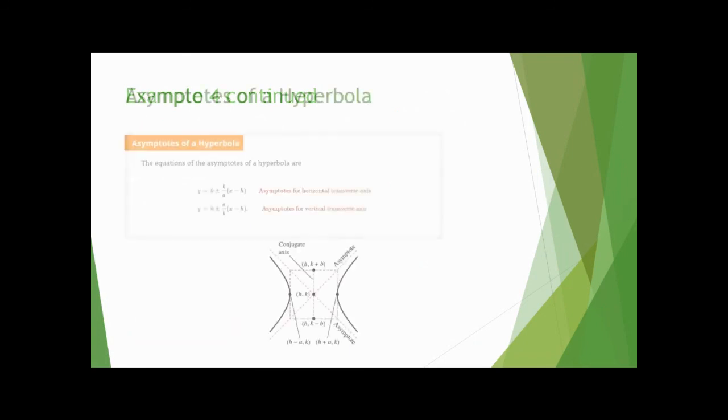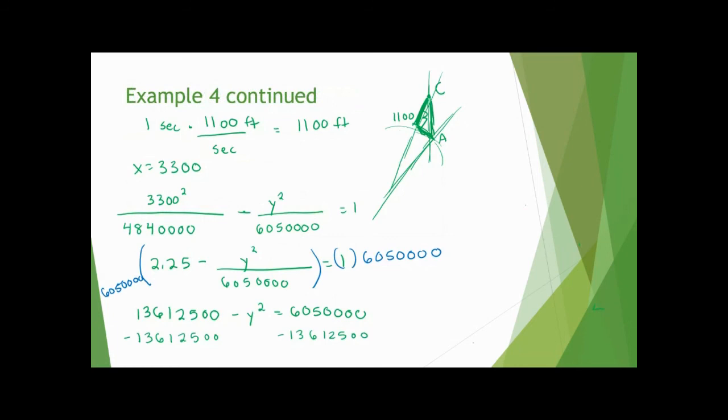I was hoping I had another slide here. Nope, I did not give myself enough room, so I'm going to move that over here. So when you do your subtraction, we get negative Y squared equals negative 7,562,500. Now I'm going to divide both sides by -1 so that I get Y squared equals a positive 7,562,500.